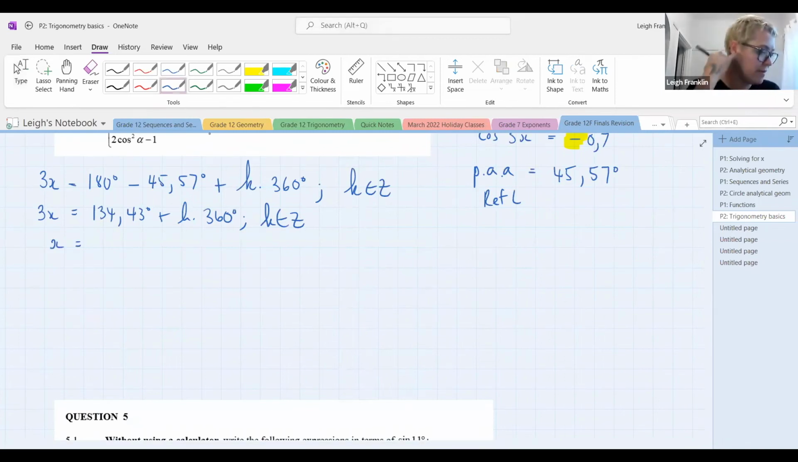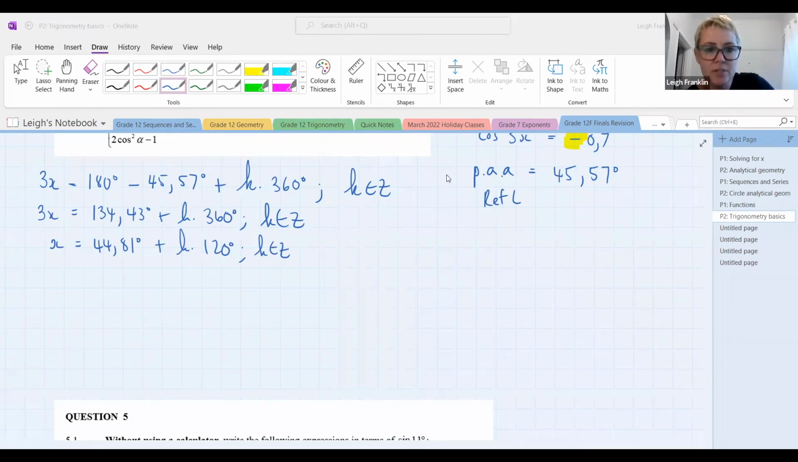All right, so now we're going to divide through by 3. And that is going to give us our first answer. I don't know about you guys, but I'm getting 44.81 plus k times, don't forget this term over here also has to be divided by 3. So this will become 120. Okay, so just be careful about that as well. Okay, you're getting that. Lovely, Spoo. Nice. Vanolo, go for it.